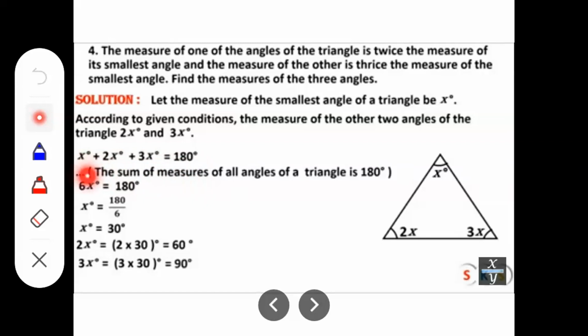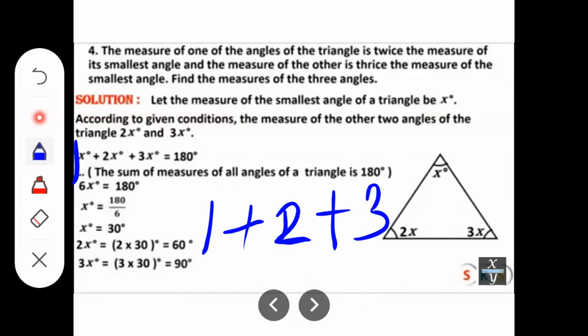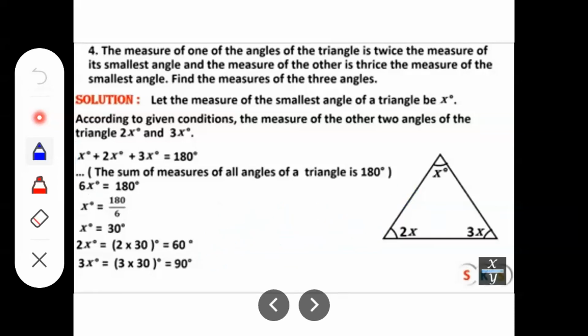Add all the x values, that is x plus 2x plus 3x. I already told you, when x is mentioned only, there is always one coefficient. So 1 plus 2 plus 3. x is mentioned everywhere. So 1 plus 2 is 3, and 3 plus 3 is 6. So that is 6x. Now 6x degree equals 180 degree.